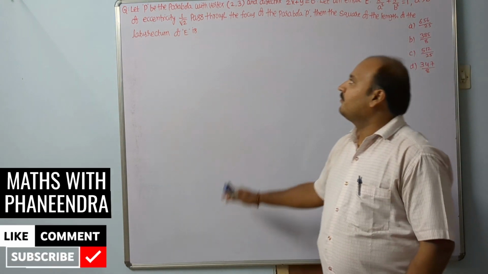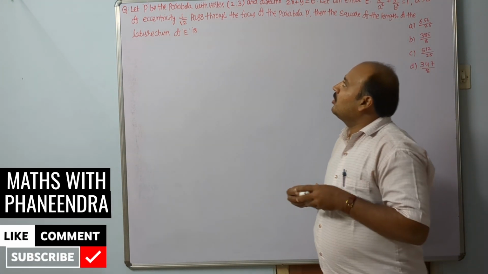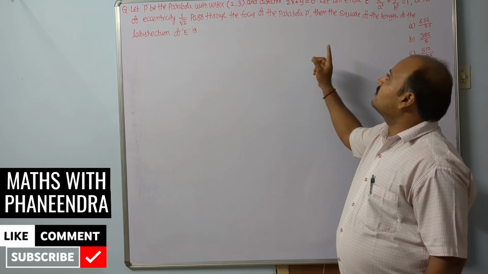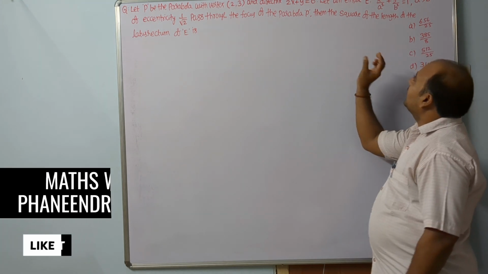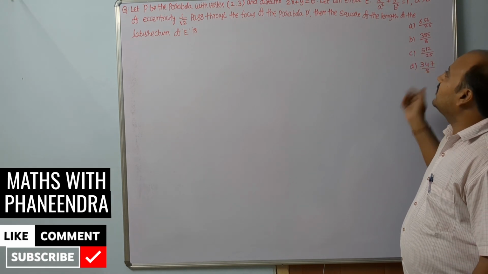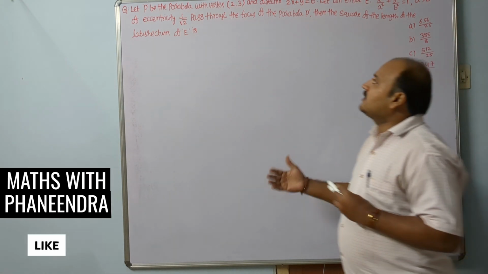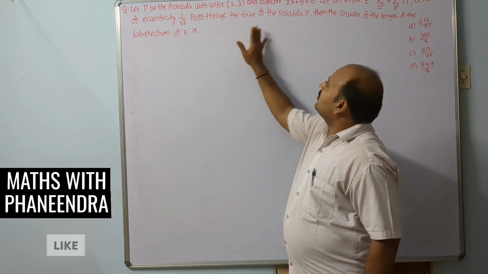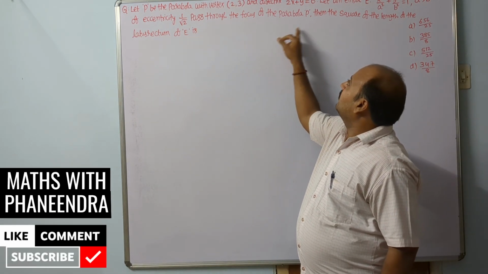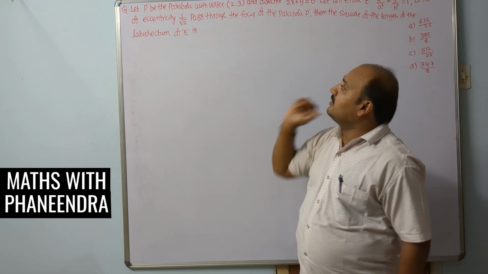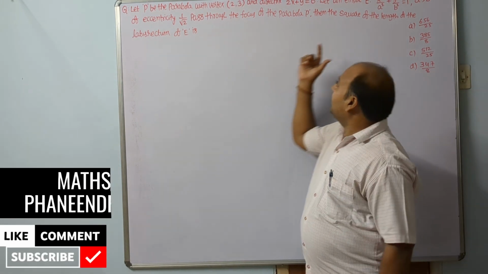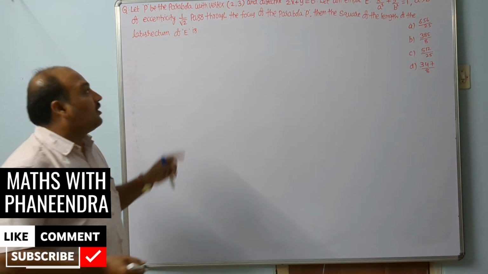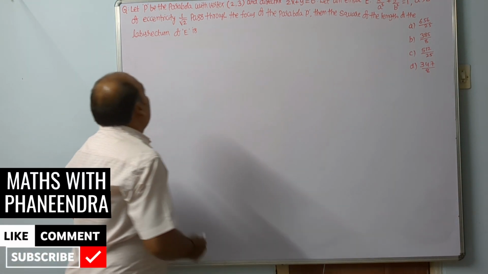The next question. Let P be the parabola with vertex (2, 3) and directrix 2x plus y equal to 6. Let an ellipse E, x square by a square plus y square by b square equal to 1, where a is greater than b, of eccentricity 1 by root 2, pass through the focus of the parabola P. Then the square of the length of the latus rectum of the ellipse is, they are asking. So first we need to draw the figure to understand the given question.